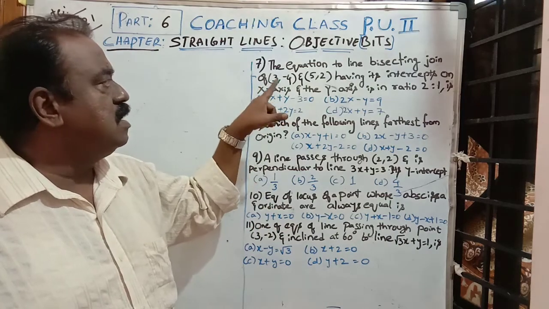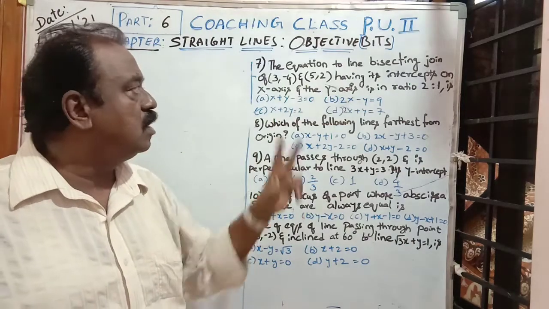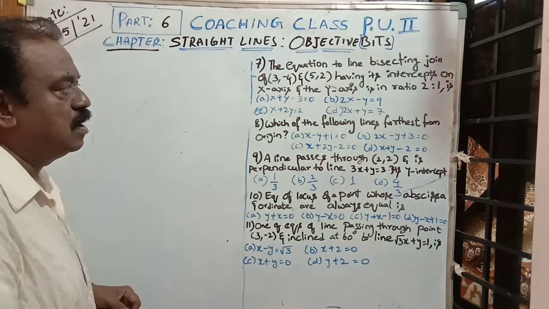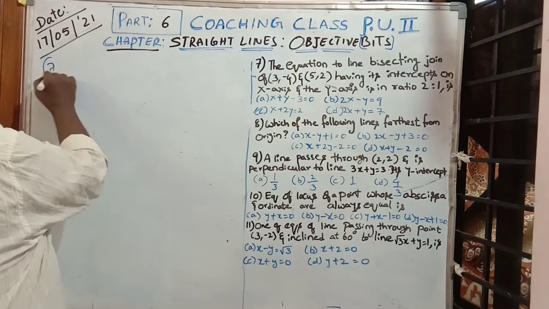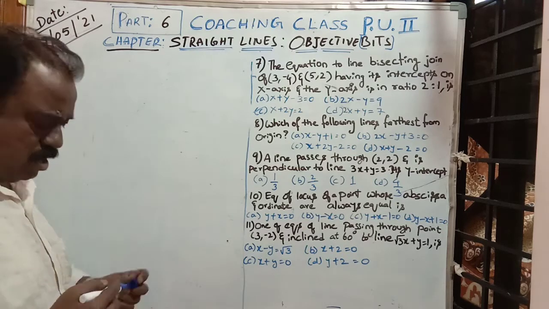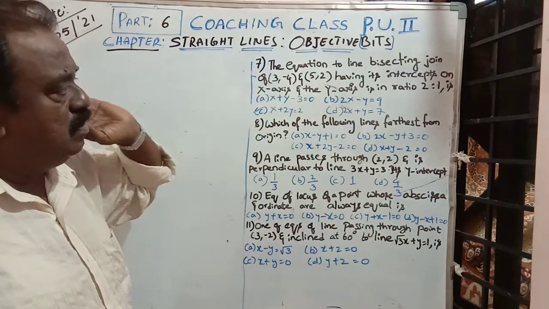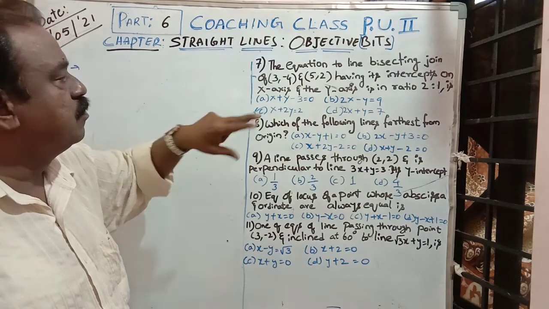The 7th one is the equation to the line bisecting the points. We are given 2 points and having its intercepts on x and y axis are in the ratio 2:1. Okay? You see, it is an objective. Always, is there any short method to solve it? We have to observe it.